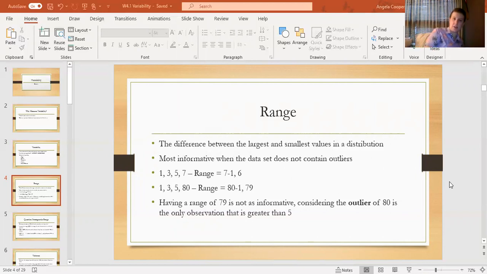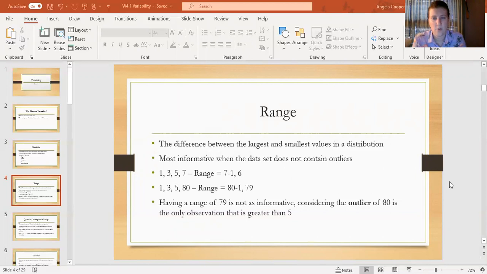So when we have range, take a look at these little tiny data sets. That first one of 1, 3, 5, and 7, the range is 6 because we're taking the largest score in the distribution, which is 7, and subtracting the smallest, which is 1. So we have a range of 6. The next data set has all the same numbers, except now the largest number instead of 7 is 80. So now our range is 79.